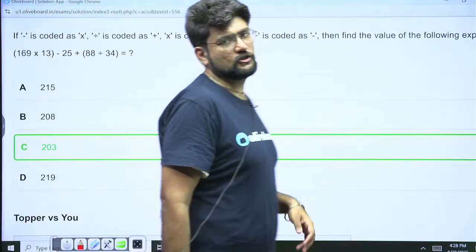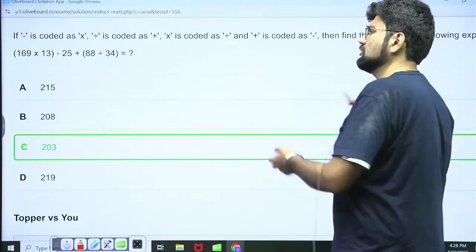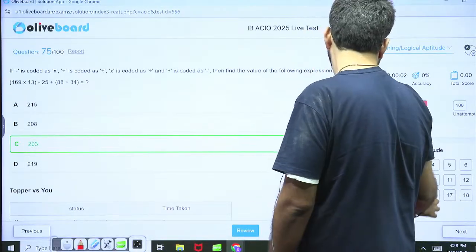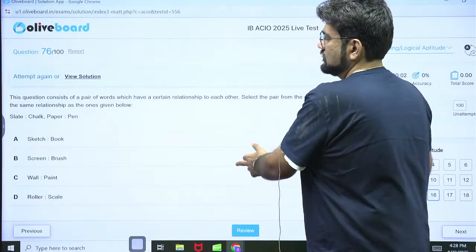42 seconds. Okay, calculation can be quicker. This can be done in 35 seconds, but still okay, not bad.